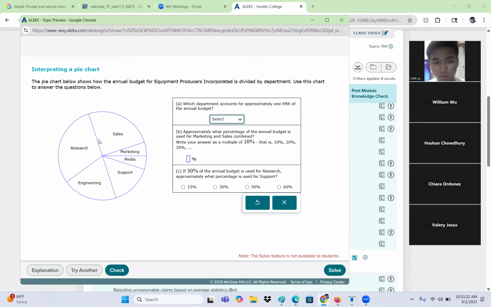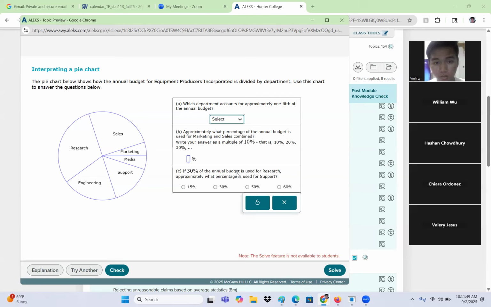So one-fifth, you can literally check. It should be one of these, right? It's just very simple to see approximately what percentage of the annual budget is used for marketing and sales combined. So that should be roughly like 30% or something, right? Maybe. Correct? It's 35%. Like the 30%.